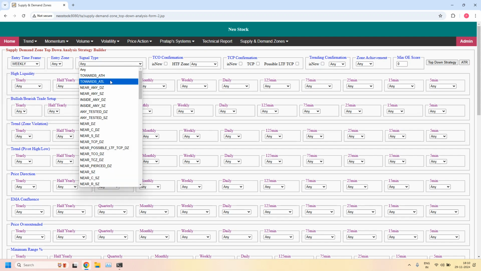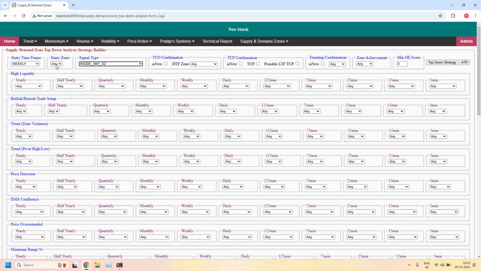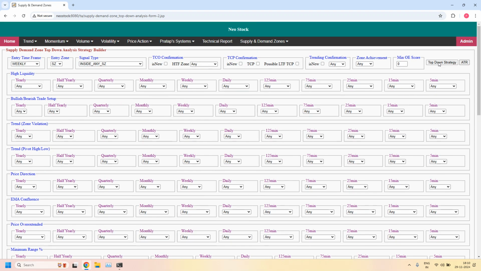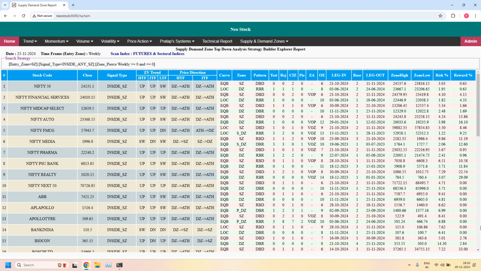Okay, next for weekly time frame, price closed inside weekly supply zone. And these weekly supply zones should not be pierced. So in the pierced count, weekly time frame, minimum value 0, maximum value 0. That means weekly supply zones are not pierced. So we got a good number of stocks. Currently price is closed in many weekly supply zones. Even NIFTY 50 also price closed inside weekly supply zone.